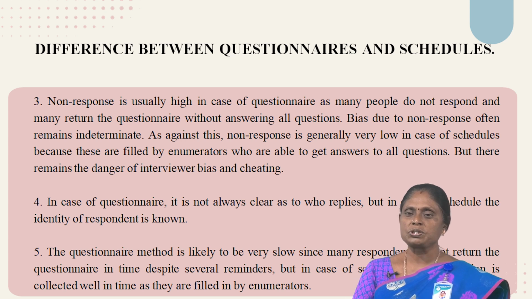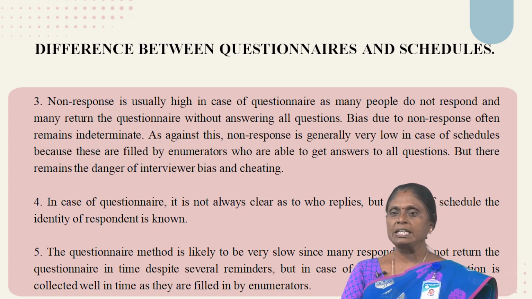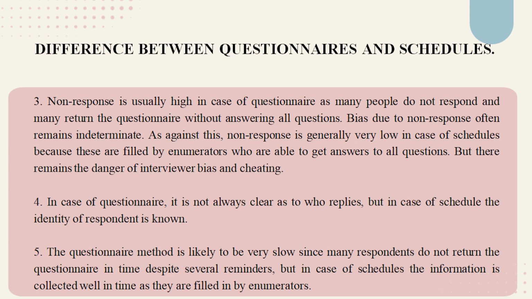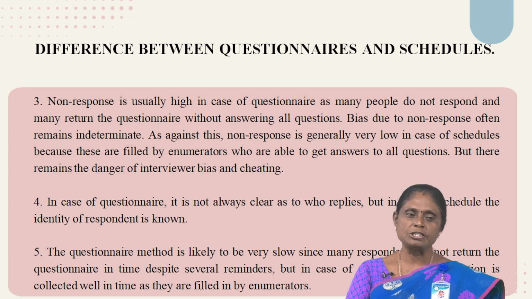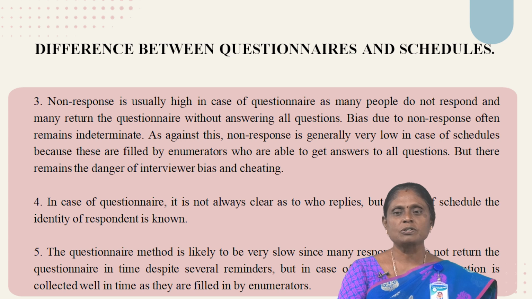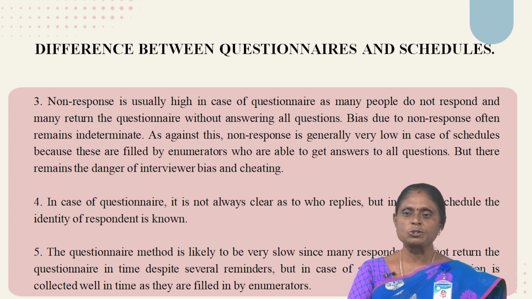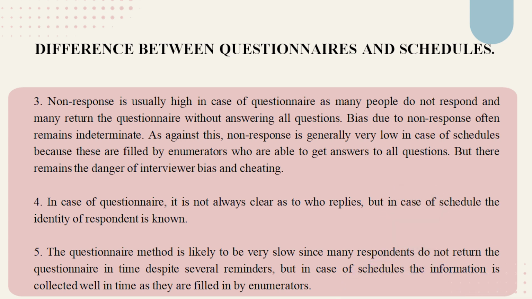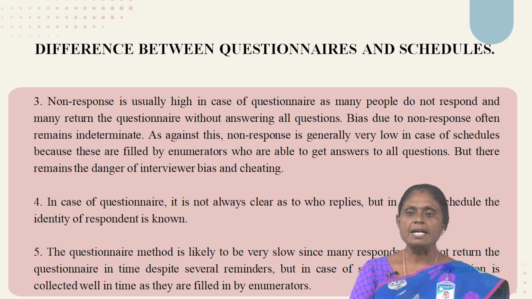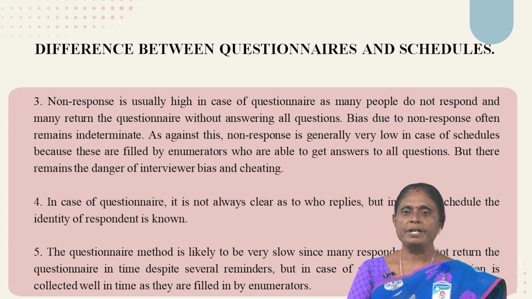In case of questionnaire, it is not always clear as to who replies, but in case of schedules, the identity of respondents is known. Next, the questionnaire method is likely to be very slow, since many respondents do not return the questionnaire in time despite several reminders. But in case of schedules, the information is collected well in time, as they are filled in by enumerators.